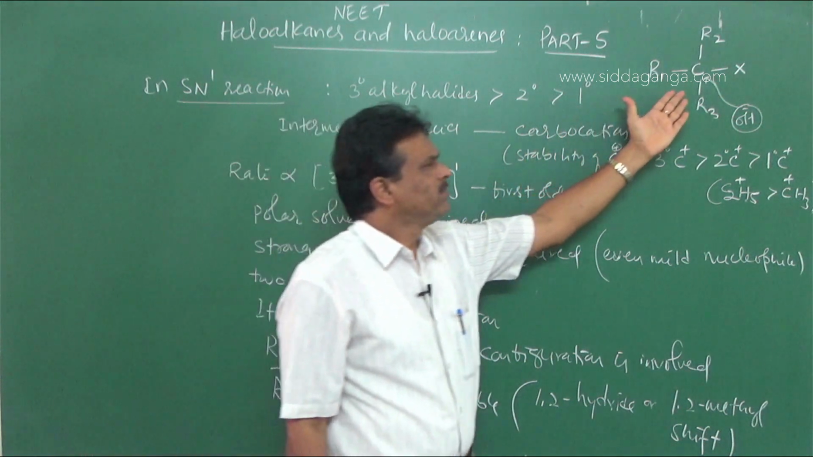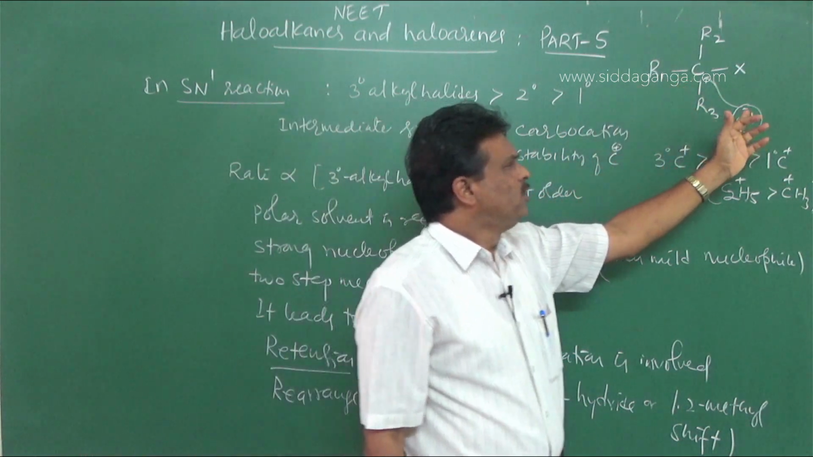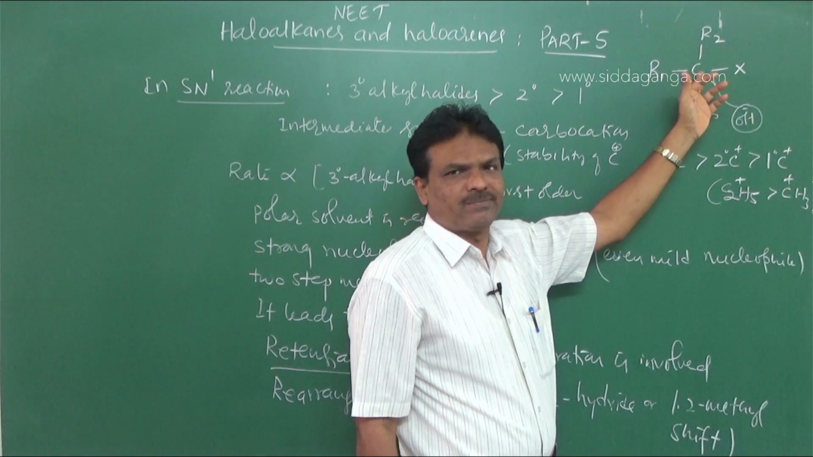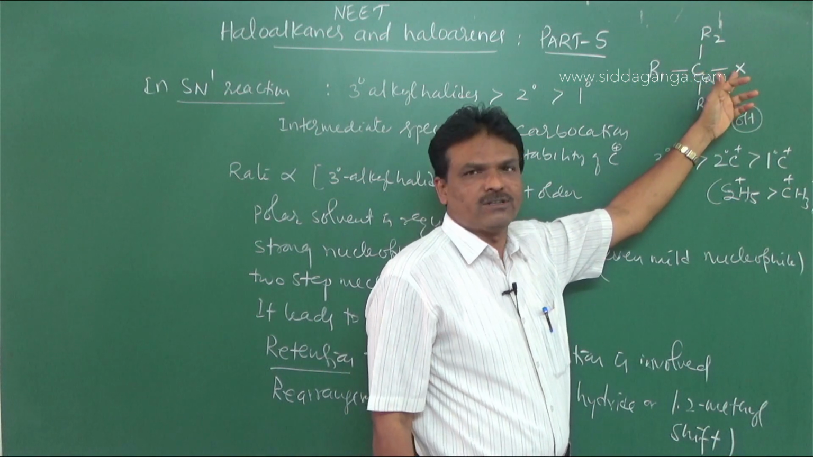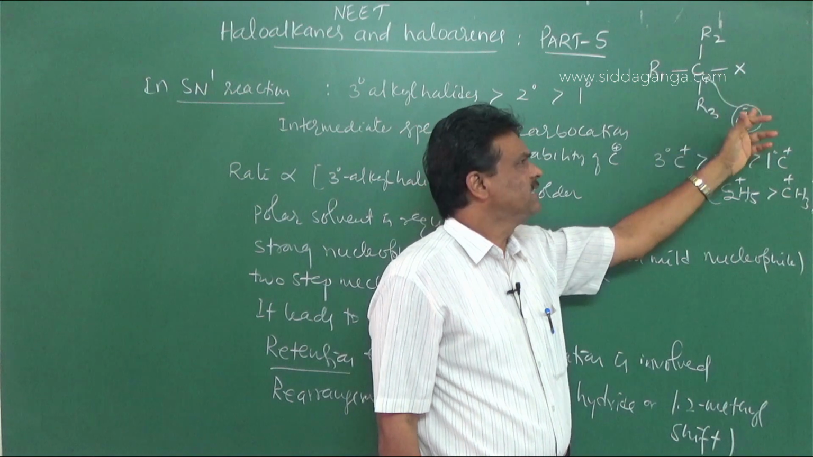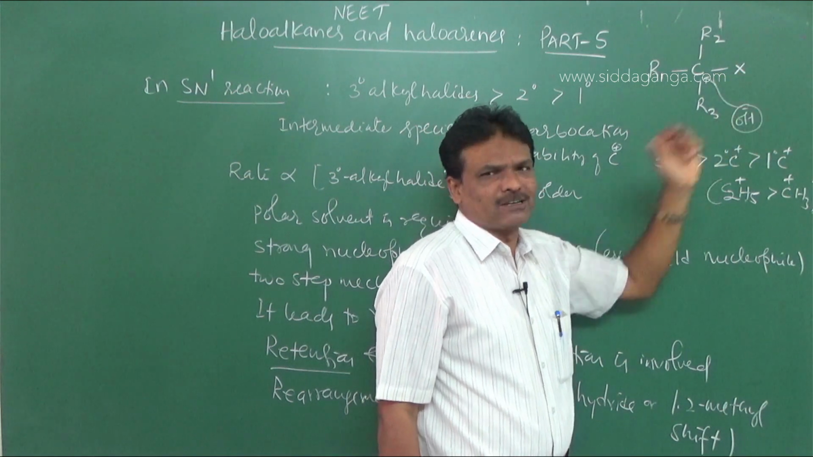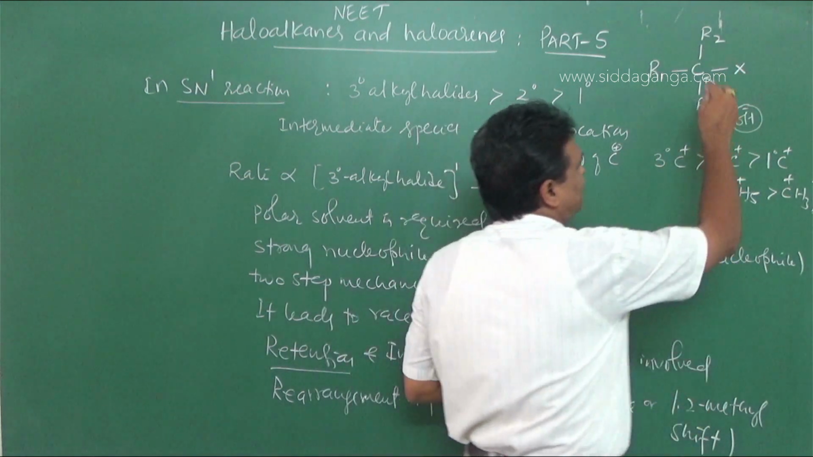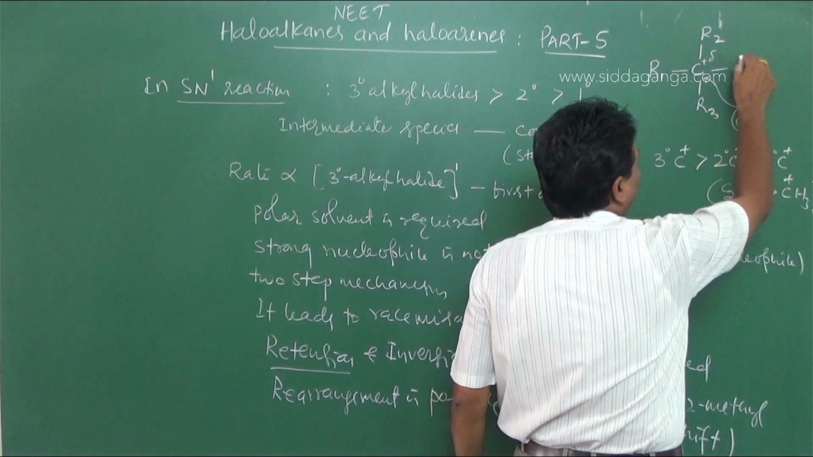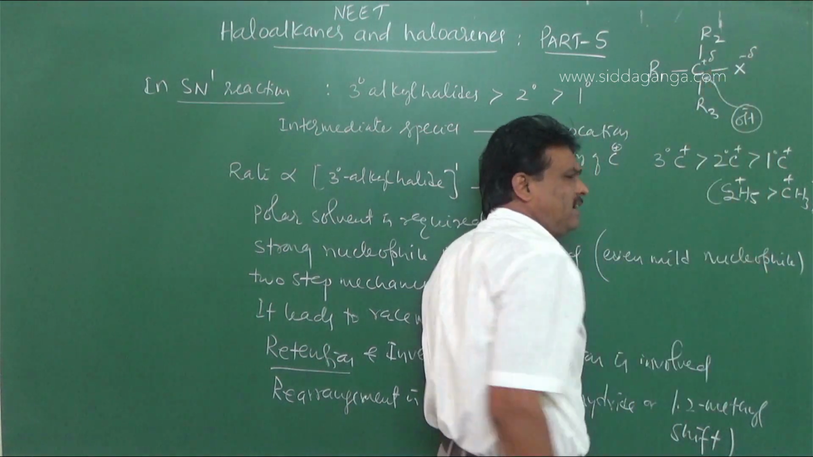But in the beginning, to this alkyl halide, the nucleophile cannot attach to this carbon from the side of the halogen. The reason is there is an interelectronic repulsion force. In this case, carbon is positively charged and halogen is negatively charged due to the difference in the electronegativity value.